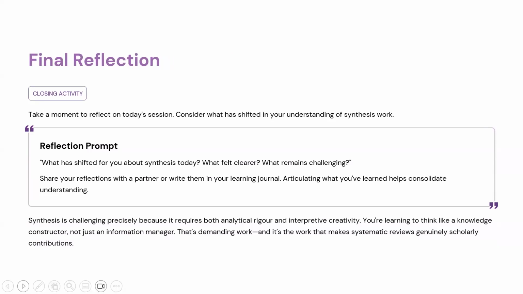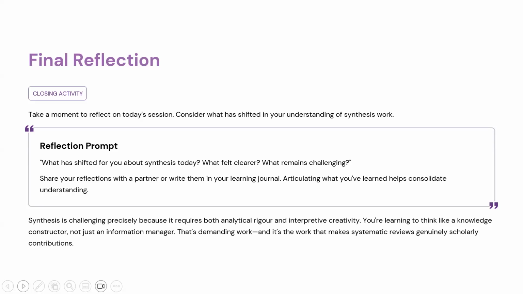So a final reflection, take a moment to reflect on today's session, consider what has shifted in your understanding of synthesis work. Here's a prompt. So for example, what has shifted for you about synthesis today? What felt clear? What remains challenging? Share your reflections with a partner or write them in your learning journal and articulate what you've learned and how it helps to consolidate your understanding.